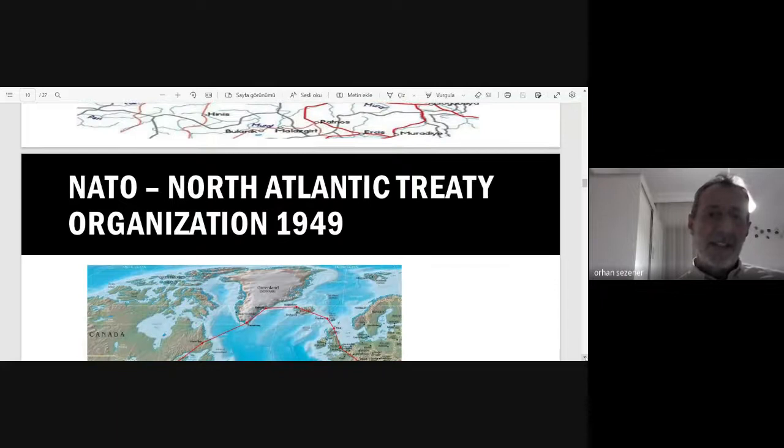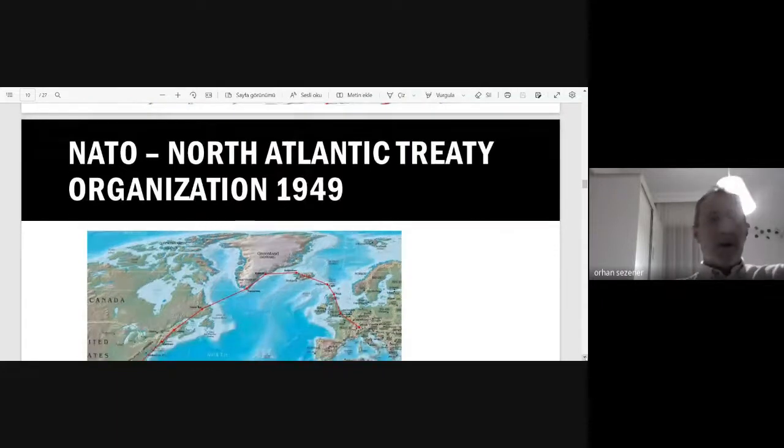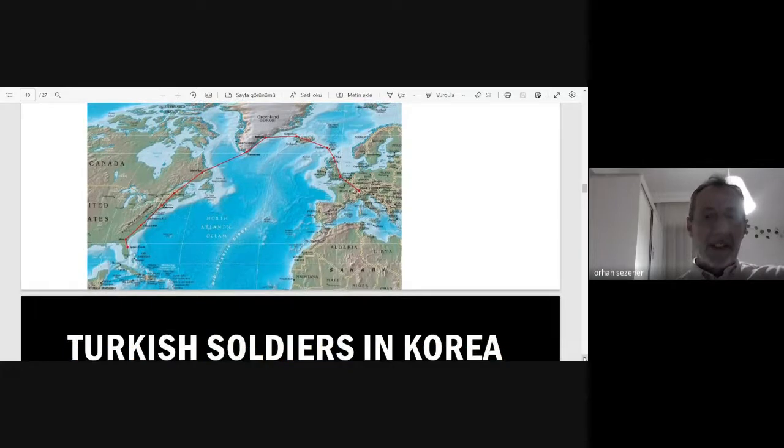And in the same period comes the birth of NATO, North Atlantic Treaty Organization, in 1949. This map kind of shows the initial borders of NATO. You see North Atlantic Ocean, US, Iceland, Denmark, UK, Germany, and France, the earlier members of NATO.